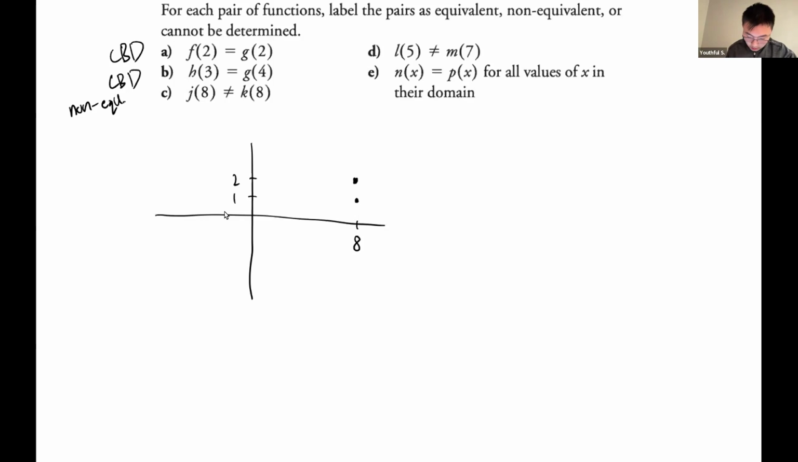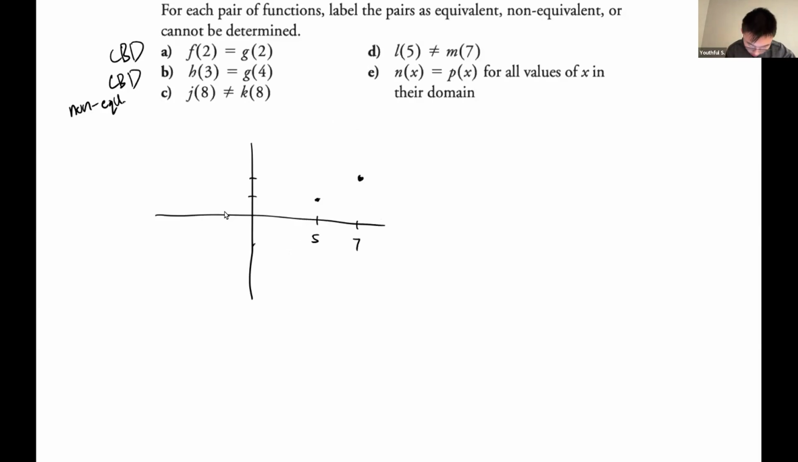Okay, and then for D, L of 5 does not equal M of 7. So the problem here is that the X values that they give us are not the same. So we're not going to have enough information to know for sure. Again, let's say that this is at X equals 5 and this is at X equals 7. They tell us they're not equal, so we might see something like this. So the problem is, yeah, you could argue that you could draw two functions that are not the same, like what I've done here.